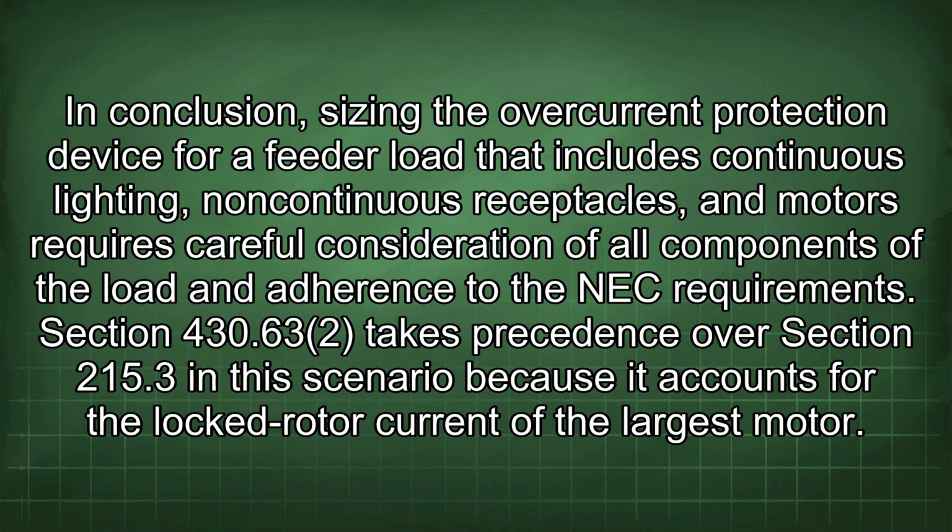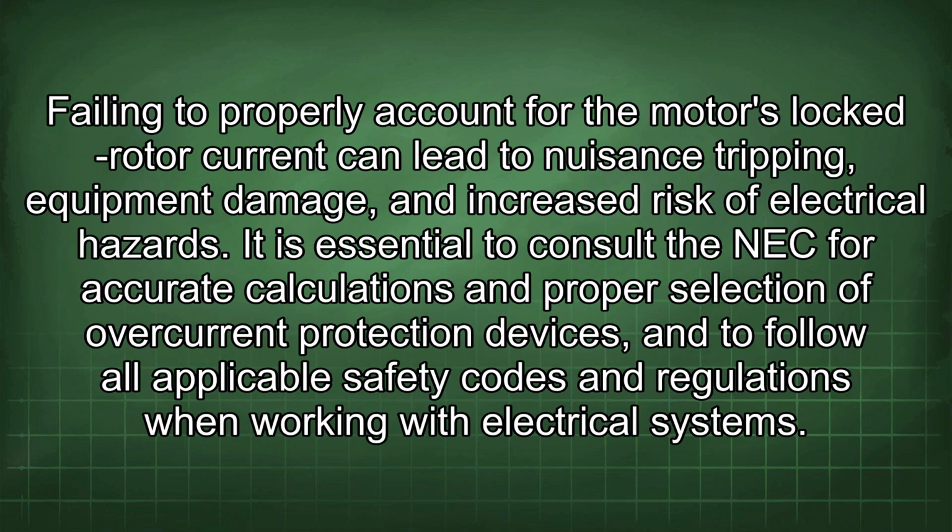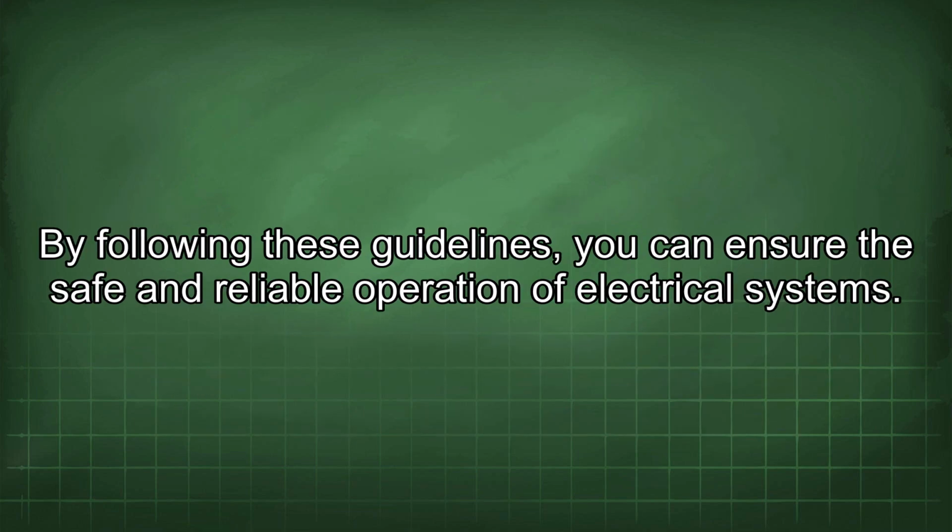Section 430.63 takes precedence over Section 215.3 in this scenario because it accounts for the locked-rotor current of the largest motor. Failing to properly account for the motor's locked-rotor current can lead to nuisance tripping, equipment damage, and increased risk of electrical hazards. It is essential to consult the NEC for accurate calculations and proper selection of overcurrent protection devices, and to follow all applicable safety codes and regulations when working with electrical systems. By following these guidelines, you can ensure the safe and reliable operation of electrical systems.